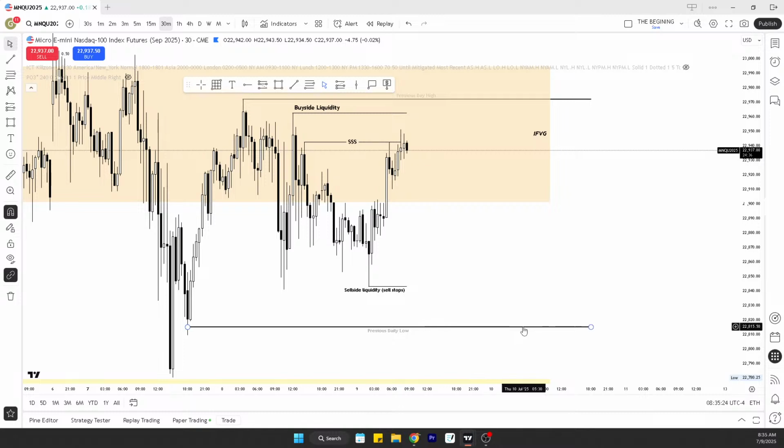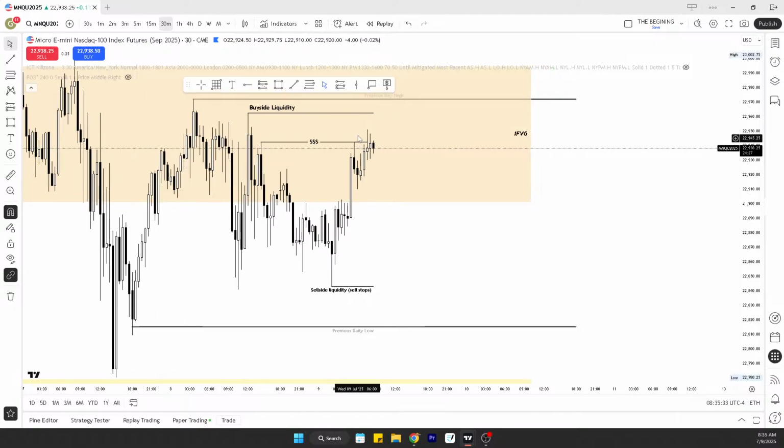This is external liquidity. You get what I'm saying? Previous daily high, that's external liquidity. You see this money sign? That's liquidity that just got taken out internally. Then you got this buy side liquidity that's trying to almost get taken out internally as well.